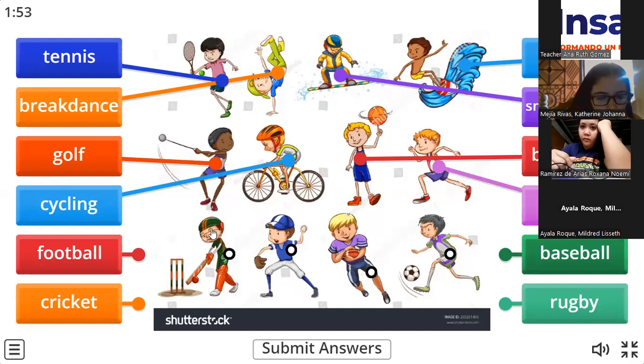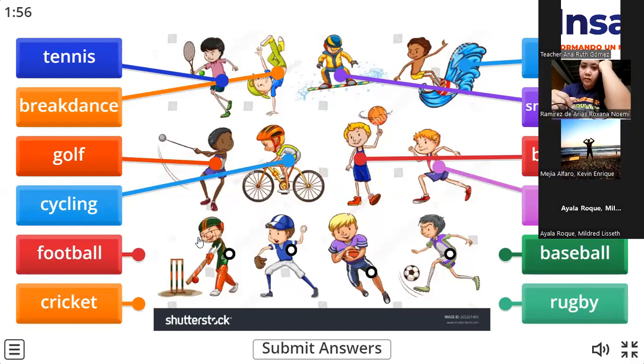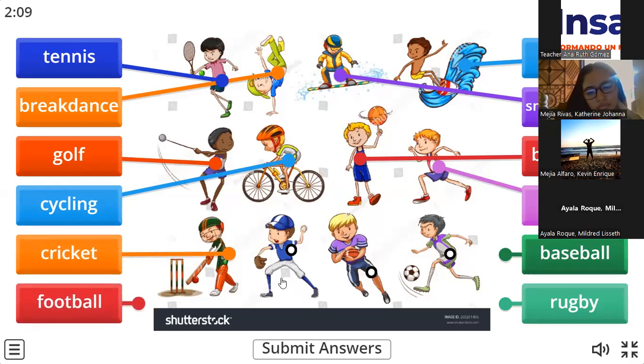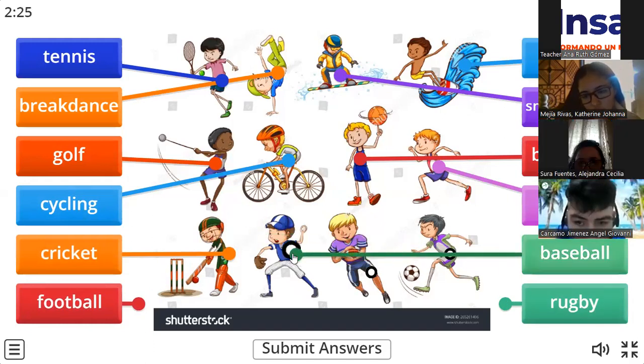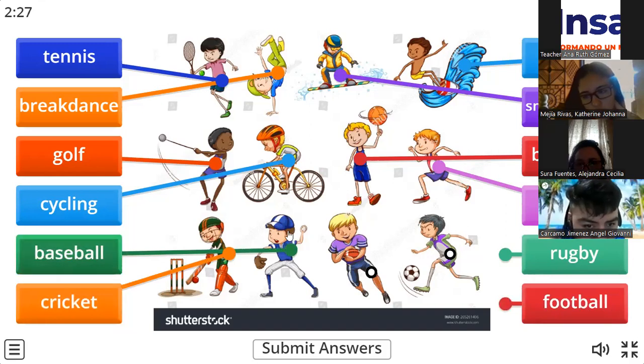This one. It is cricket. Very good. Yeah, this sport is cricket. You need a bat, I think, and a ball. All right. What about this one? It is baseball. Very good. Okay. What about the next one? It is basketball. No, that one is baseball. All right. What about this one?